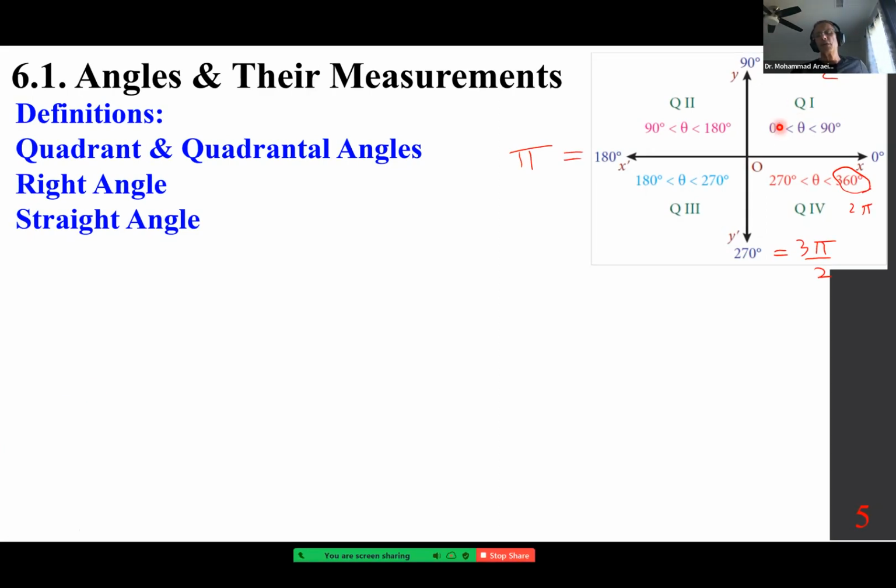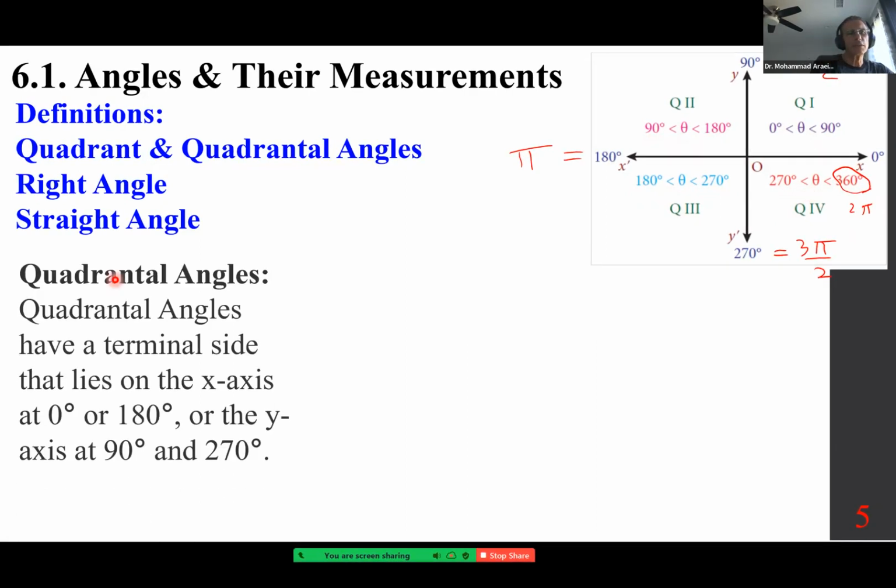So in the first quadrant, the angle is between 0 and 90, over here 90 to 180, or you can say pi over 2 to pi. In the third quadrant, between 180 and 270, in the fourth one, between 270 and 360 degrees.